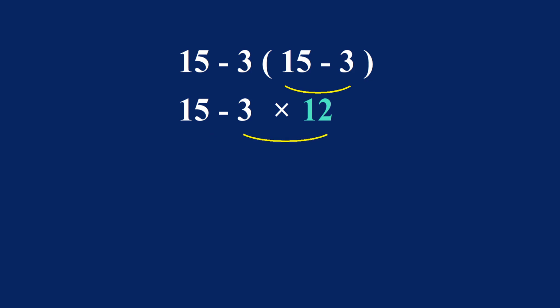So 3 times 12 which equals 36. So we have 15 minus 36. So 15 minus 36 which equals minus 21. And this is our final answer for this problem.